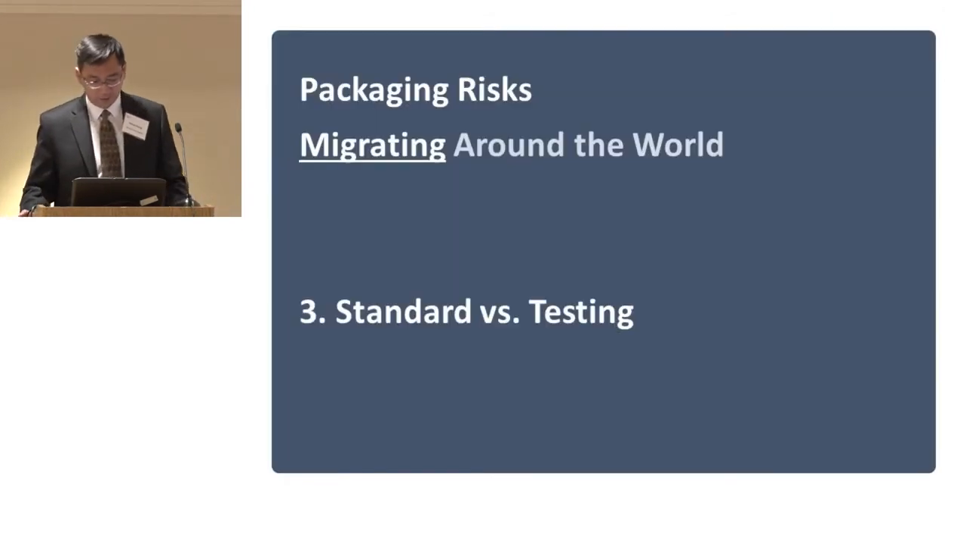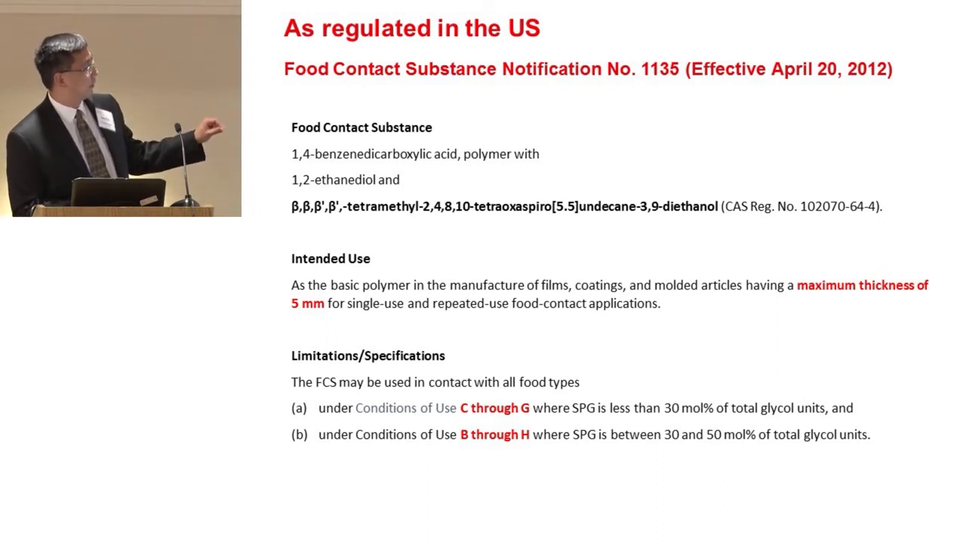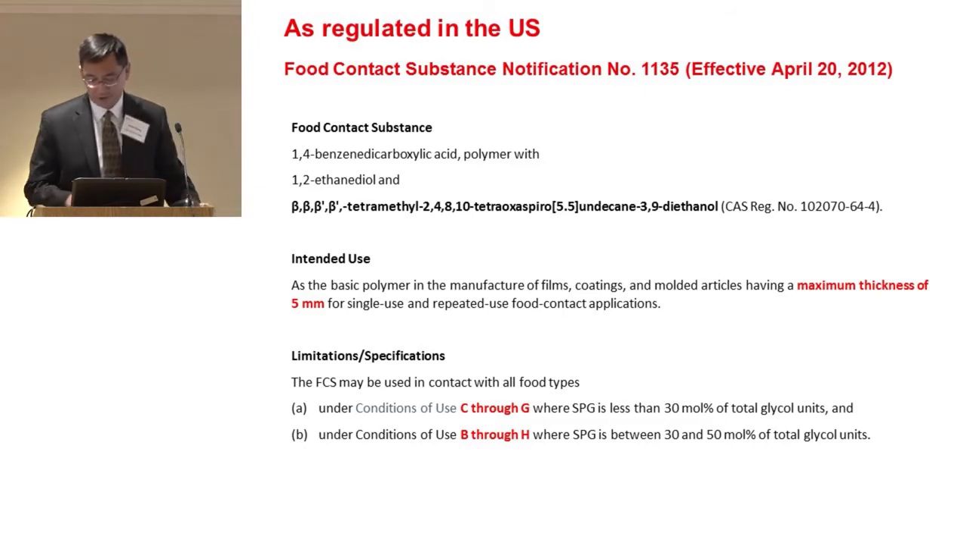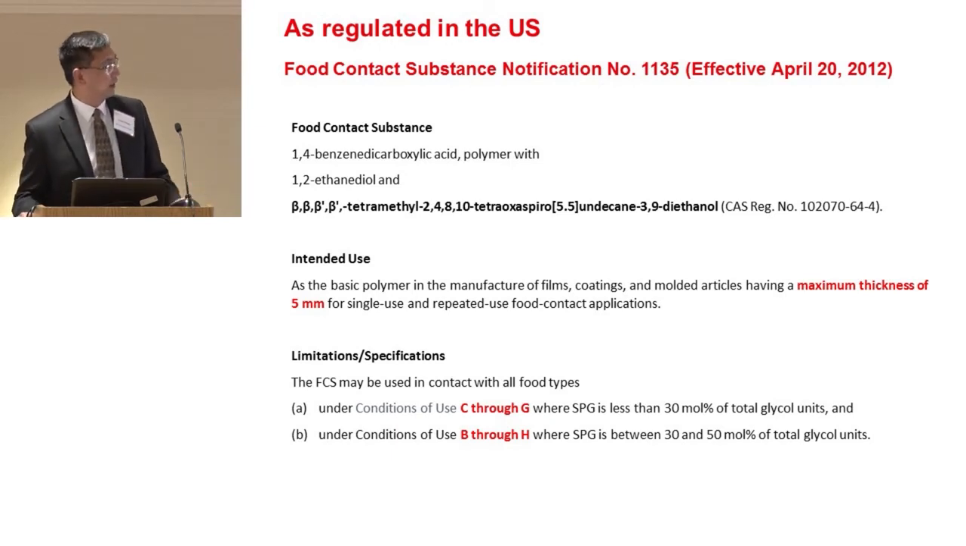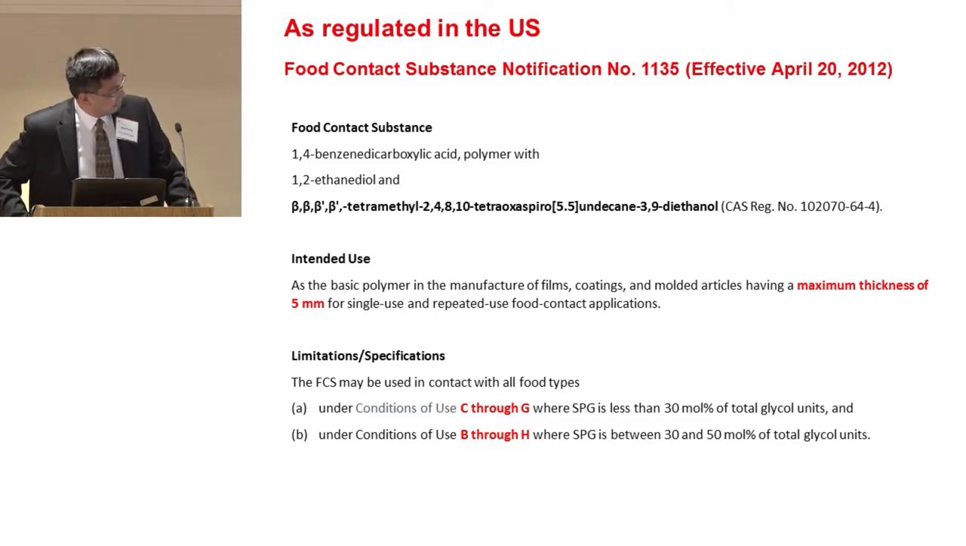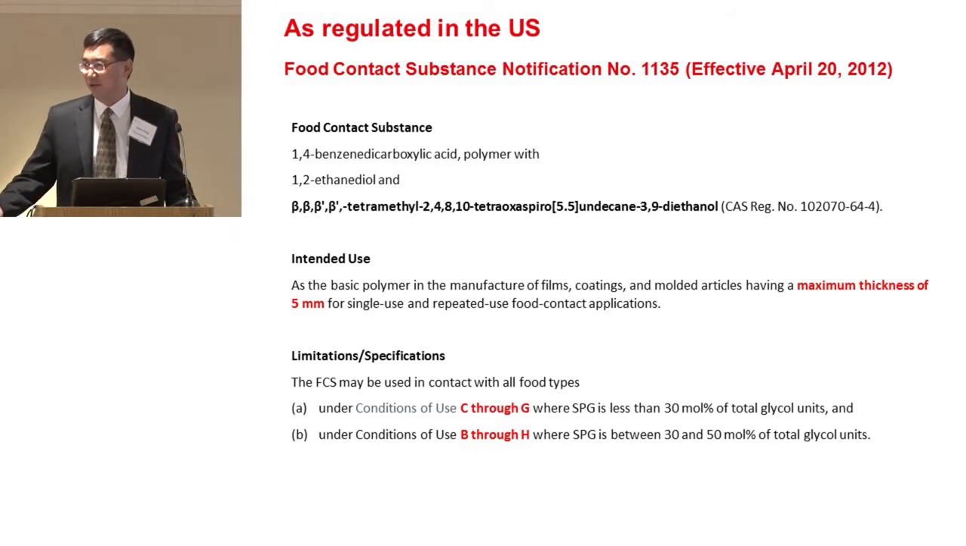So why is this relevant? I thought let's talk about migration for a little bit. FDA lists the material as a polymer that consists of the three monomers. Okay, so terephthalic acid polymer with ethylene glycol, and the long name is the SPG. And the intended use is there. If you make it less than 5 millimeter, you're okay. If you use it based on this stoichiometry, you can use conditions of use C through G or B through H. Those are the parameters that are given.